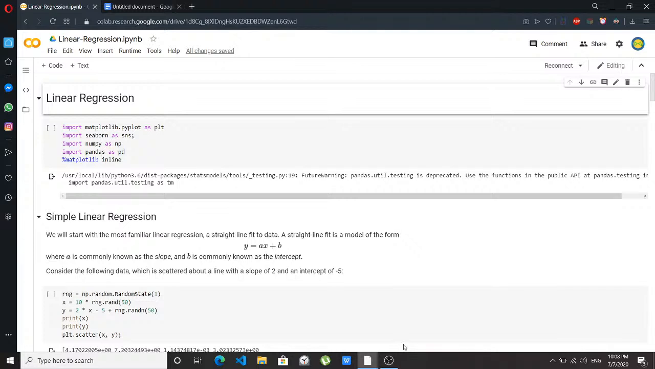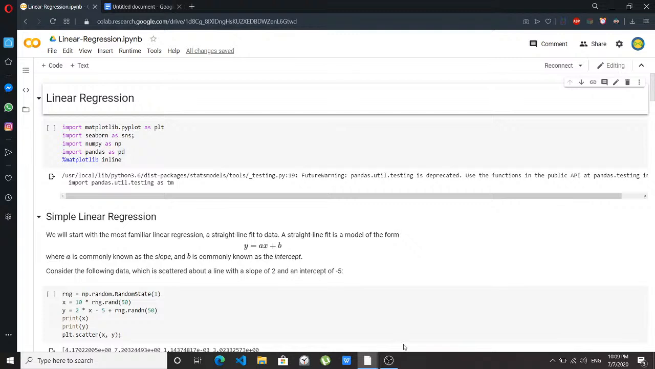Today we are going to be learning about machine learning algorithms. So today we are going to be starting with linear regression. This is one of the simplest models that we are going to be using in machine learning. Linear regression is a linear model in which there is a linear relation between the input variables, the x, and the single output variable, the y.